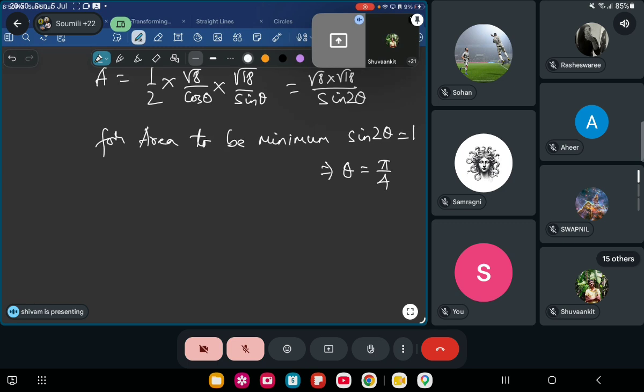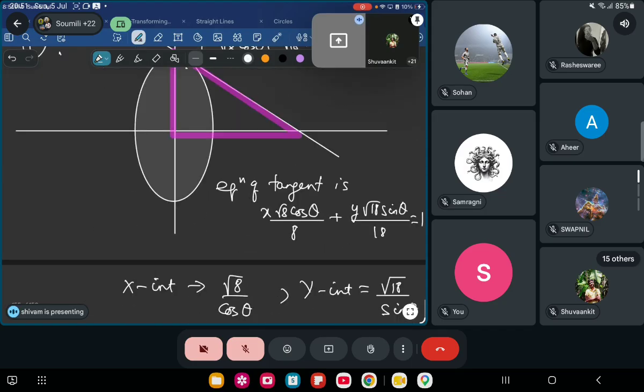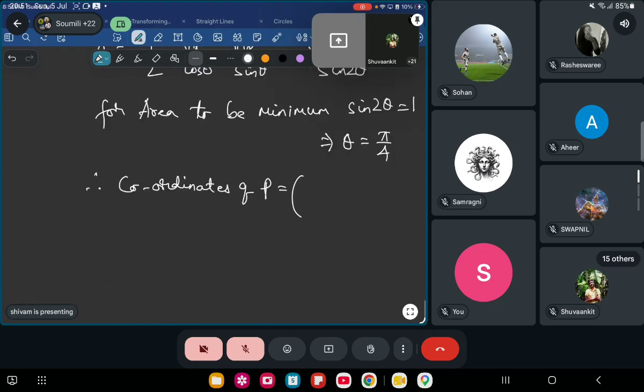Theta is equal to pi by 4, so we can find out the coordinates. Therefore, the coordinates of P will be root over 8 cos theta. Root 8 into cos pi by 4, which is 1 by root 2, so root 8 by root 2 is root 4, so 2. And root 18 by root 2 is root 9, so 3.